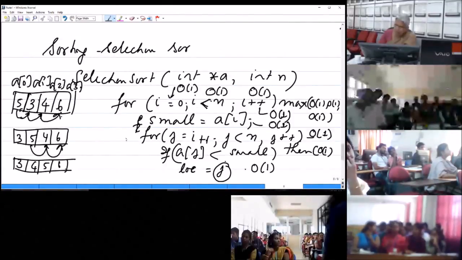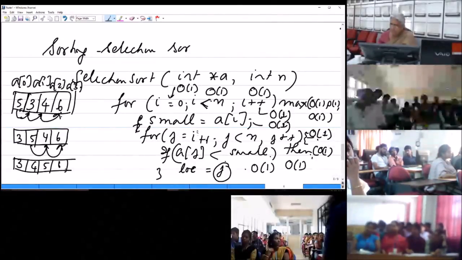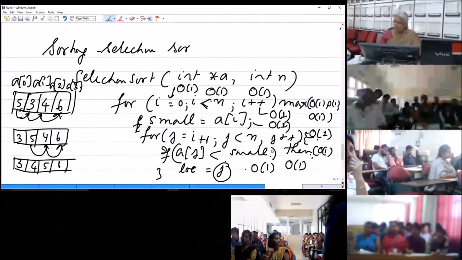Now, what I want you to realize is something over here. If you look at this comparison, this is order 1, this is order 1, this is order 1. There is again a sequence of steps here. Maximum of all of this is also order 1. But this is getting executed n times. So we call this product of programs.